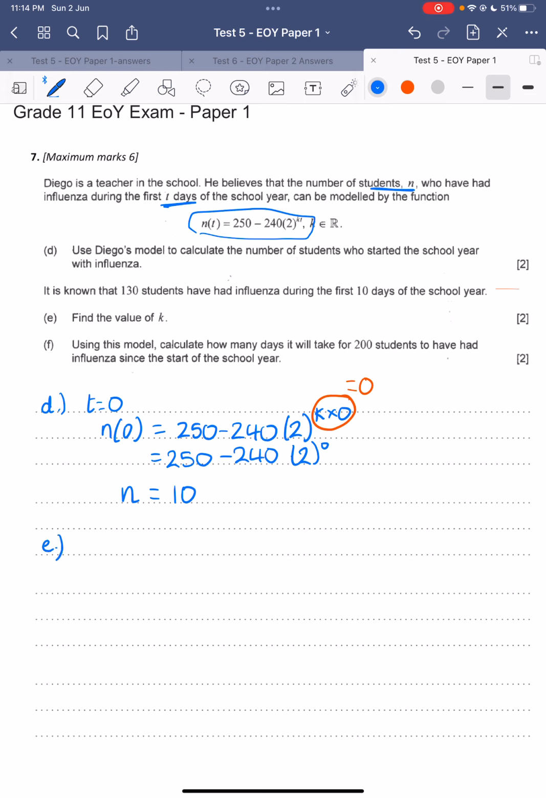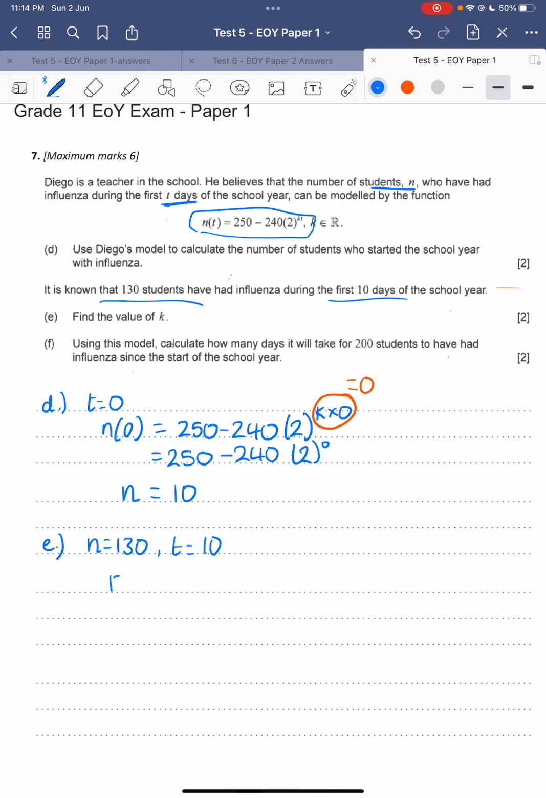And then the second part of the question, E, is where they give you a condition. So you now know that 130 students had the flu when time was equal to 10. Okay, so 130 students had it in the first 10 days. So we can use that to now find the K value. So 130 is that N value, and that's equal to 250 minus 240 times 2 to the power of K times 10. And you can then use your calculator to solve that.